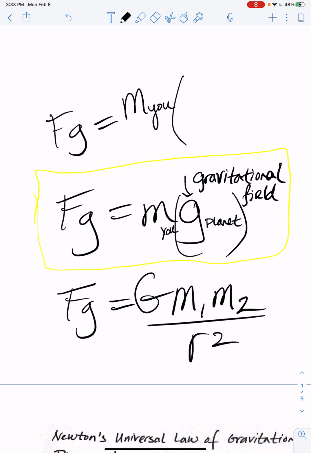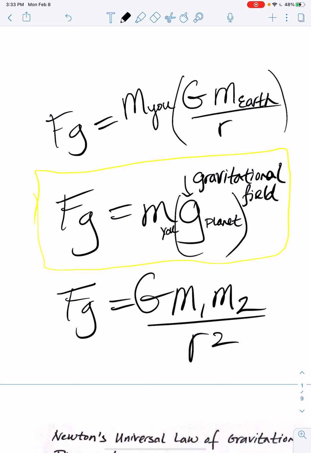And so what I'm saying is that this gravitational field is equal to G times the mass of object 2, which would be the Earth, over the distance from the center of you to the center of Earth, which is really just the radius of Earth. And we'll go ahead and square that. So what I'm saying is this quantity right here is 9.81. So that's where that number comes from.